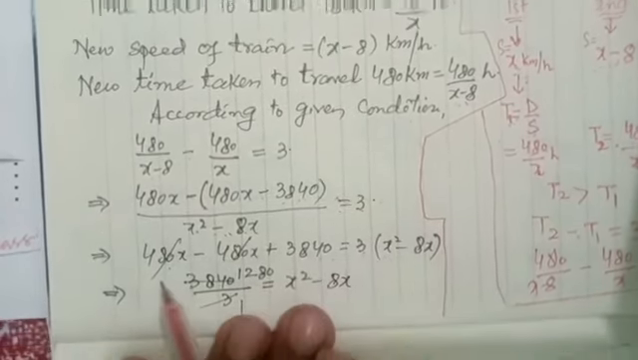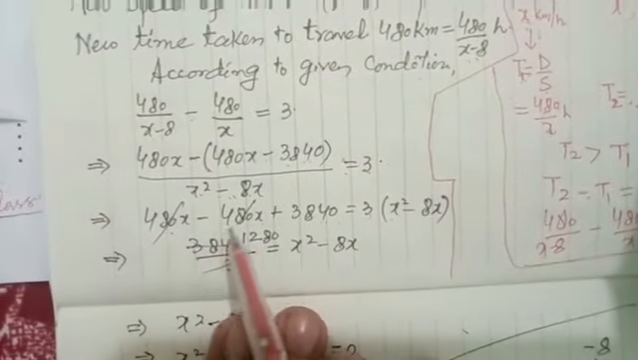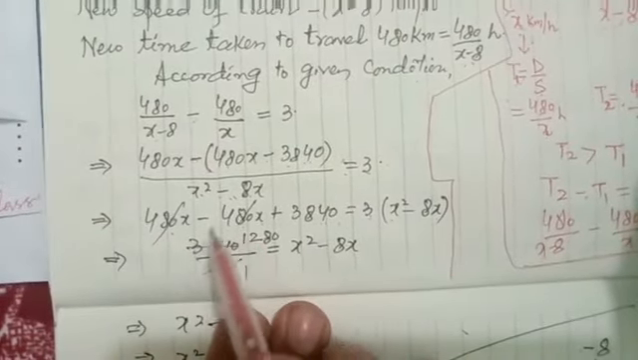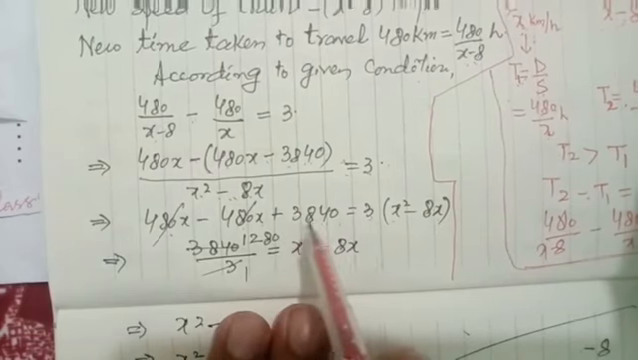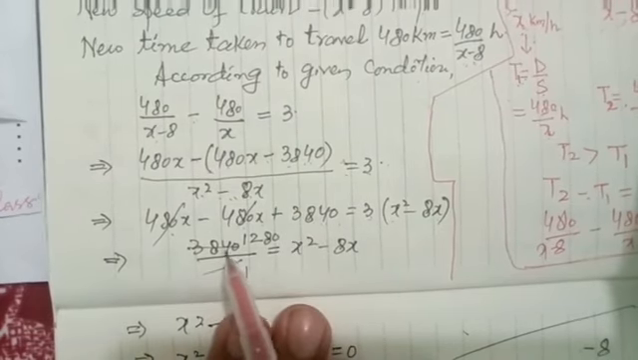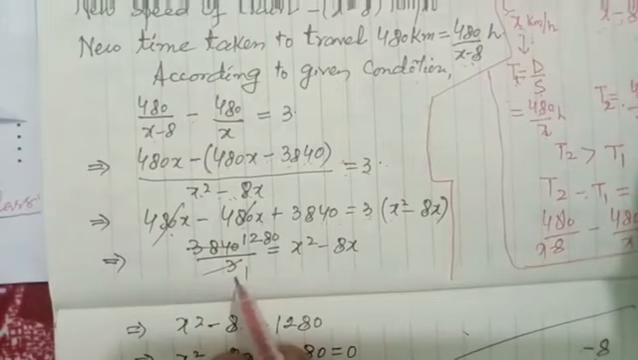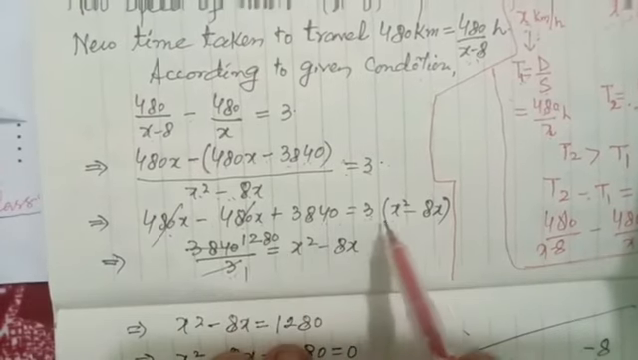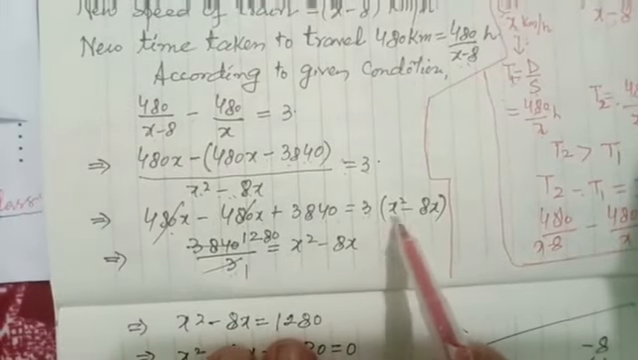Now see here, it's plus 480x, it's minus 480x. They will cancel each other. Here only 3840 will remain. I wrote here 3840. This 3 will come down here. 3 is equal to, here will only remain x square minus 8x.